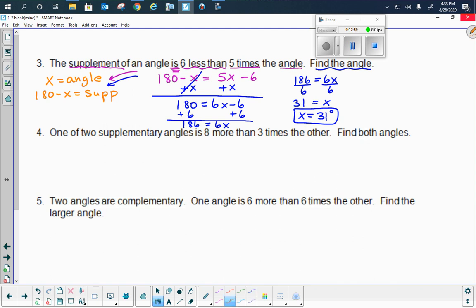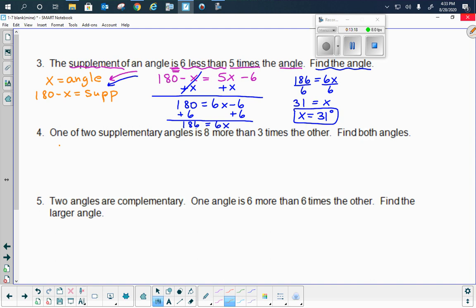All right, number 4. We're on a roll. Looking for the words, I see supplementary. I see the word angle. That's all I see. Realize that you could see all the words, complementary, supplementary, and angle, in the same problem. So just look for them. Sometimes they'll all be there.